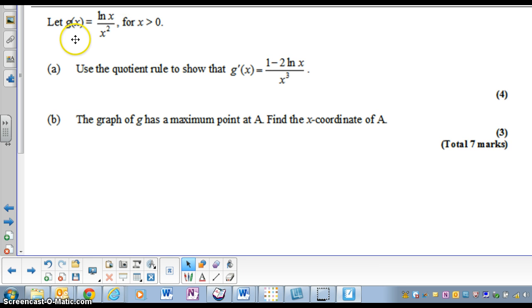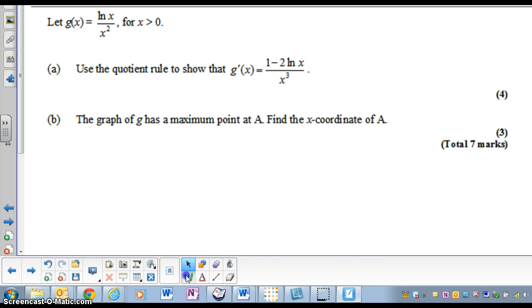We have g of x equal to ln of x divided by x squared, for all x values greater than 0. Part A is asking us to use the quotient rule to show that the first derivative is equal to 1 minus 2 ln of x, divided by x cubed.